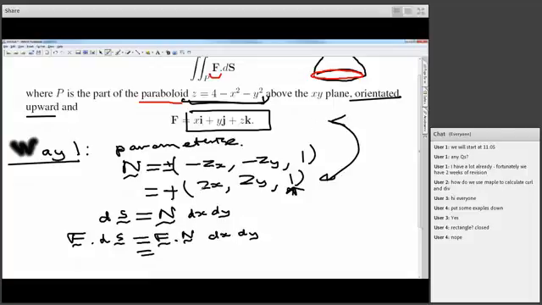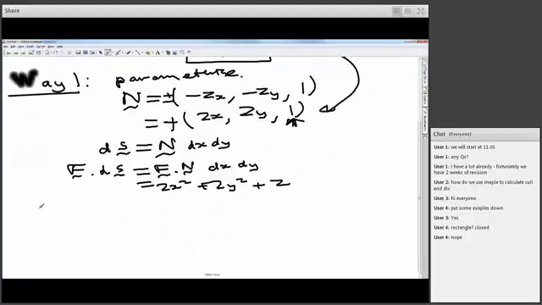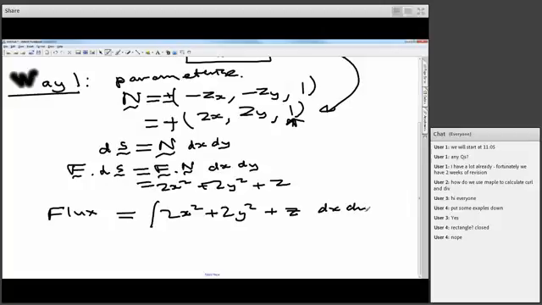So we're getting x times 2x gives you 2x squared, y and 2y gives you 2y squared, and z and 1 gives you z. And so therefore our flux integral now becomes the integral of 2x squared plus 2y squared plus z dx dy, and it's a double integral.